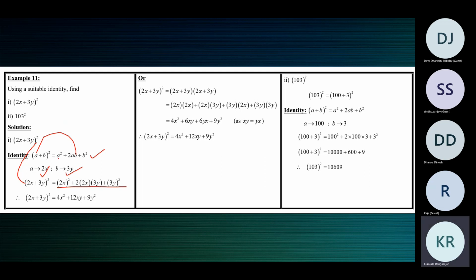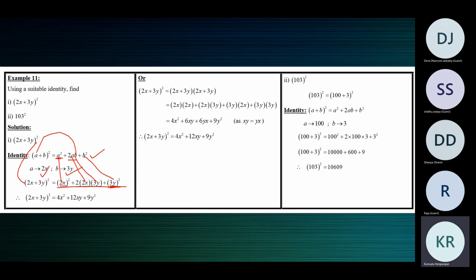What is the answer? a square. That means 2x the whole square, plus 2 into a into b, plus b square, which is 3y the whole square. That is, instead of a, use 2x. Instead of b, use 3y. See, a is 2x, b is 3y.